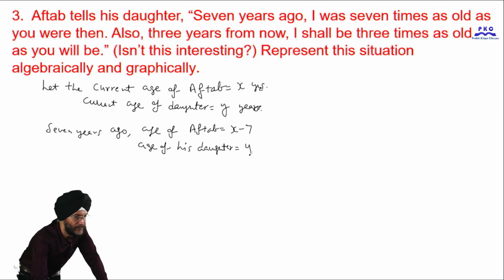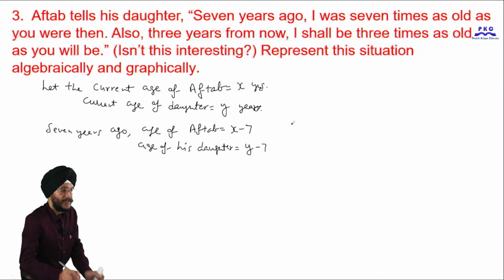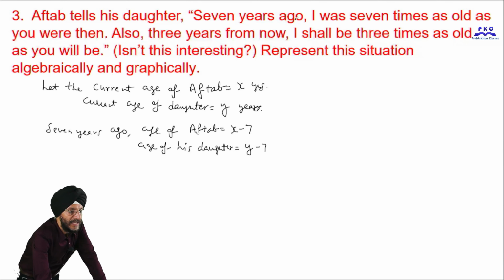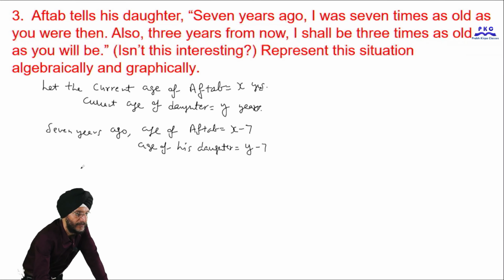It will be y minus 7. Okay. Now what is written? It is also written that 7 years ago, I was 7 times as old as you were then. So what is written?